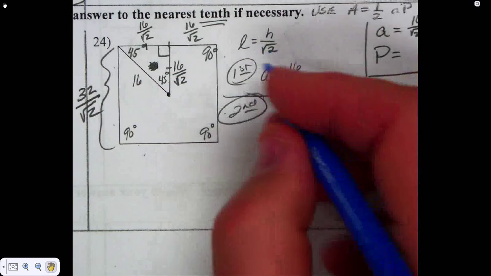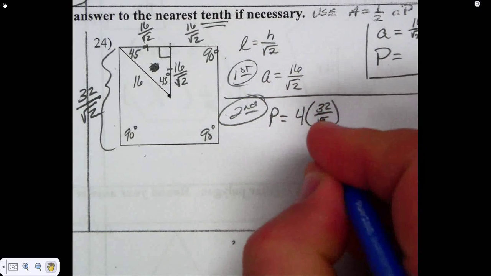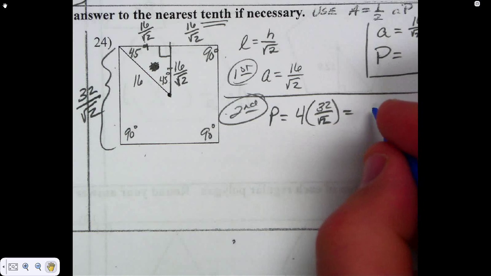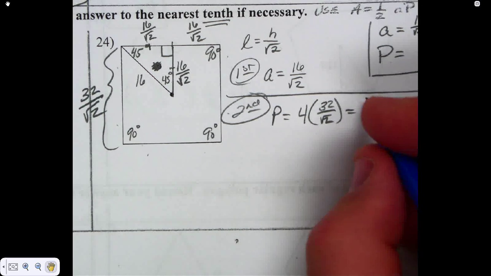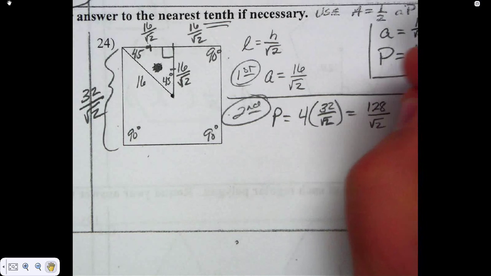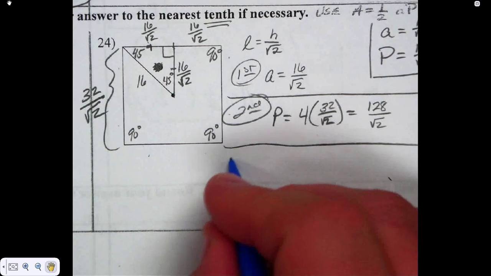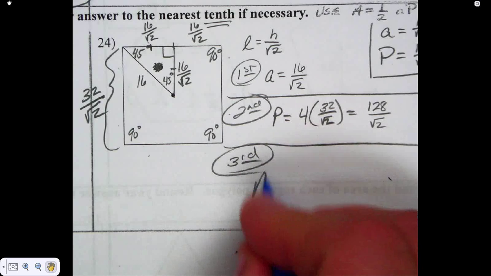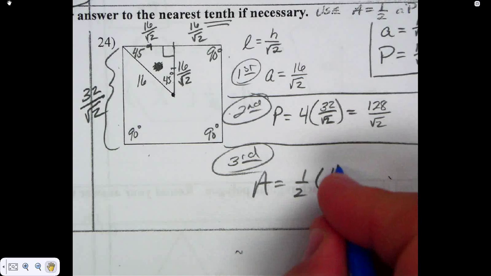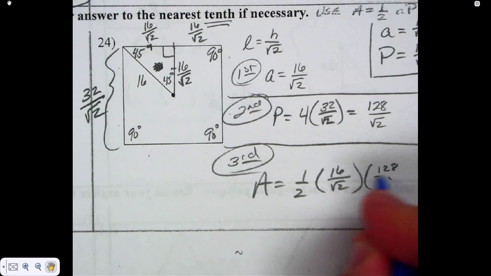Okay. Find your perimeter though. There are 4 sides. Each side is 32 over square root of 2. What do you get as your perimeter? 4 times 32. What is that? 128 over square root of 2. Huh? 128 over square root of 2. Now, the whole reason we do that is because now when we put it into the formula, area is equal to 1/2 the apothem, which is 16 over square root of 2, times the perimeter, which is what? 128 over what? Square root of 2.